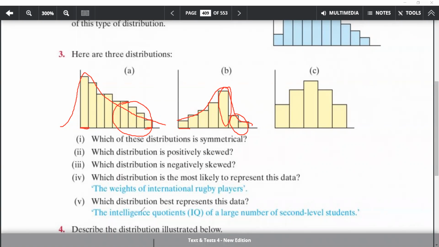Which distribution best represents the intelligence quotient, or the IQ, of a large number of second level students? Well, IQ, similar to height and weight, tends to be normally distributed. So that's going to be this symmetric distribution that we see here. Probably the best measure of IQ.